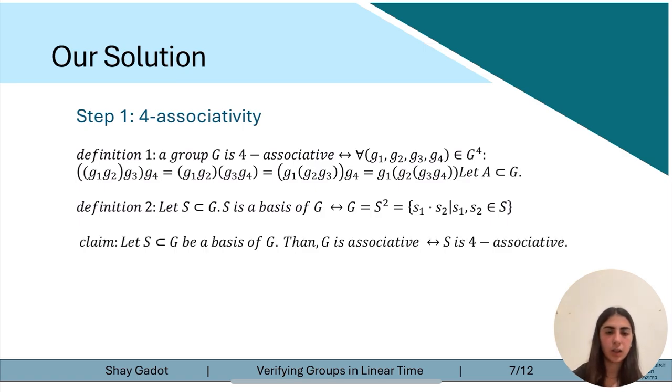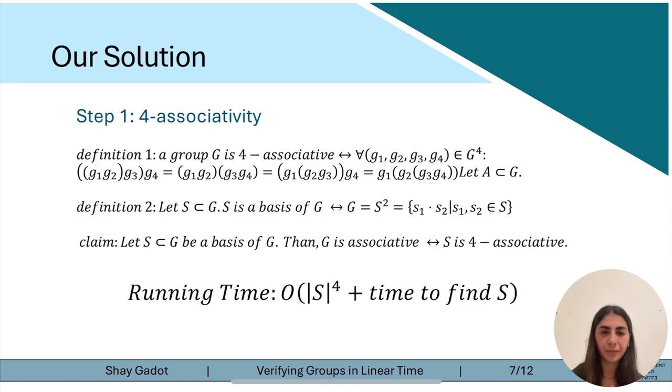Okay, so our claim is that given a basis S of G, G is associative if and only if S is fourth-power associative, which we show in our research. And this brings us to solving the problem in time complexity of size of S to the fourth and our time to find S. Why? Because we only need to find the basis S of G and go over and check fourth-power associativity over it.